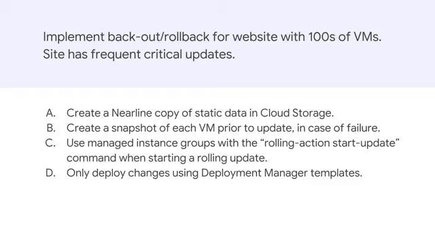Implement backout rollback for a website with hundreds of VMs. The site has frequent critical updates. Create a nearline copy of static data in cloud storage. Create a snapshot of each VM prior to update in case of failure.